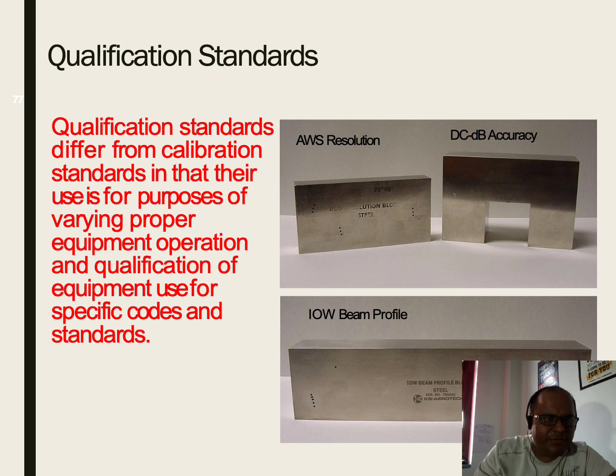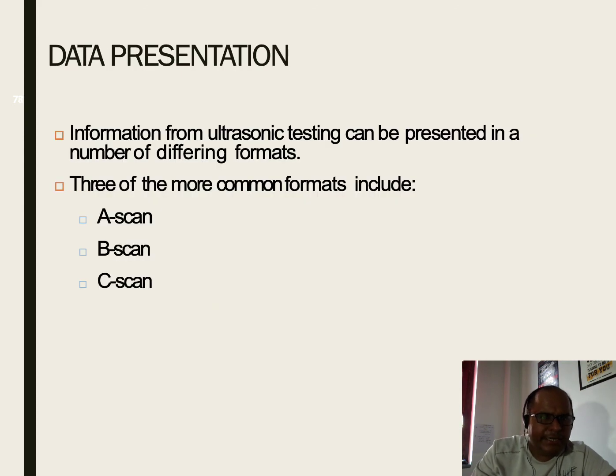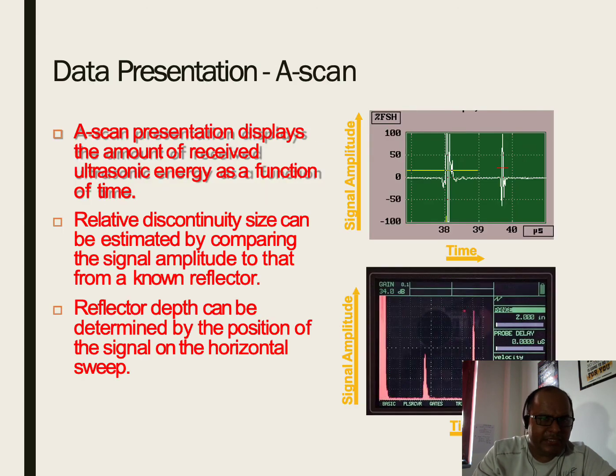Qualification standards differ from calibration standards in that they are used for the purpose of verifying proper equipment operation and the qualification of equipment used for specific codes and standards. Data presentation: there are three forms of data presentation that happen on a UT machine: A scan, B scan and C scan.